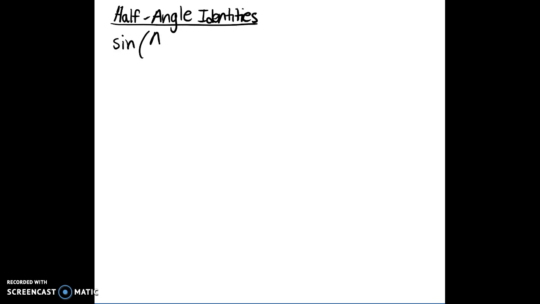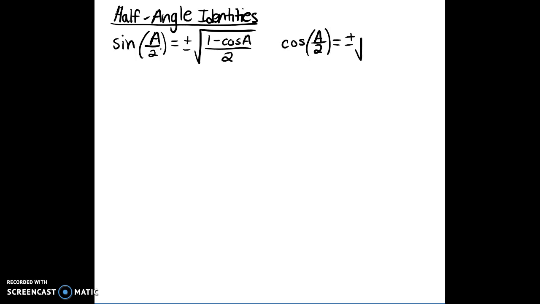So sine of a over 2 is equal to plus or minus the square root of 1 minus cosine a over 2. Now it's because of the square root that we do have the plus or minus. We actually are going to need to determine which one it is for each angle based off of the quadrant. So that's going to be a tricky part, especially with the right triangle aspect.